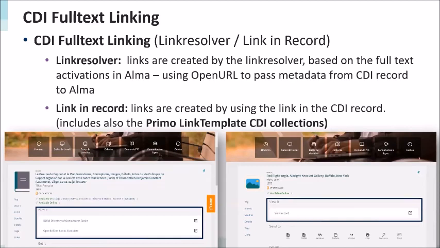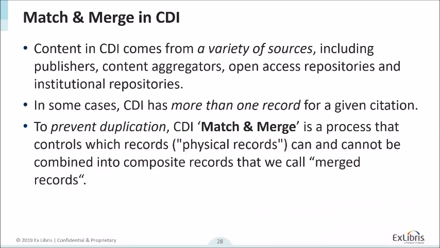So that's what you see here. Now let's look at something else that's important in linking. In CDI, we have a process which is called match and merge. And match and merge is intended to make sure that you don't have duplication when your users find a result in CDI.